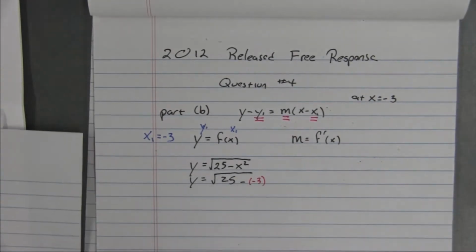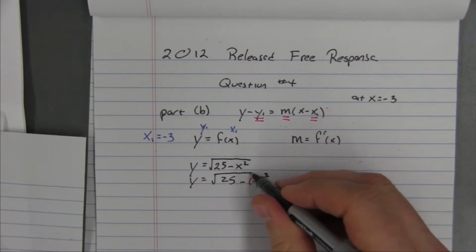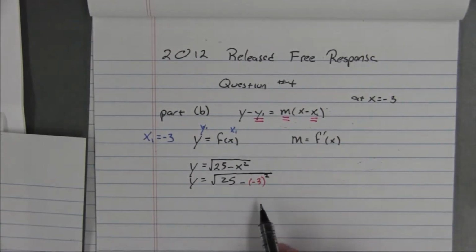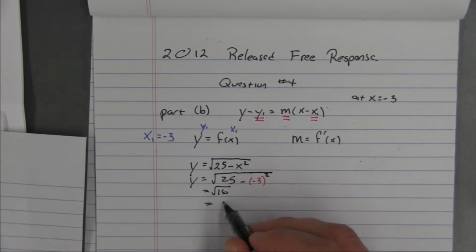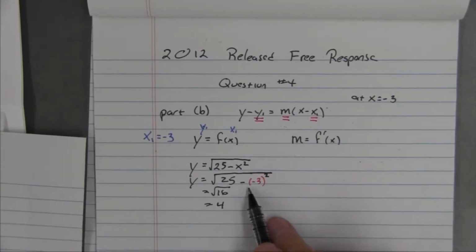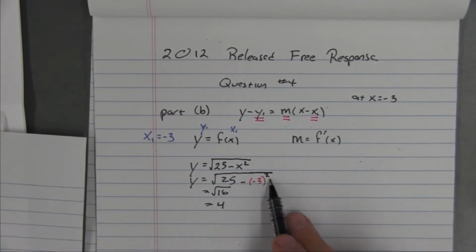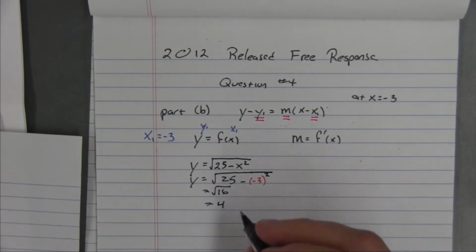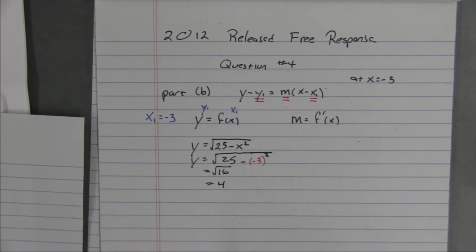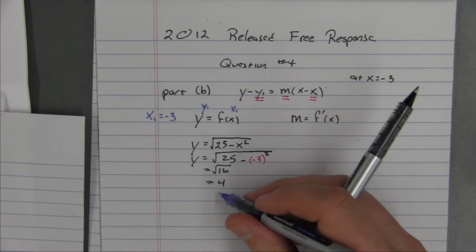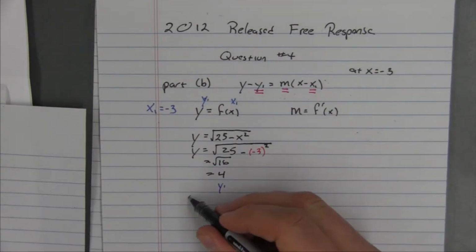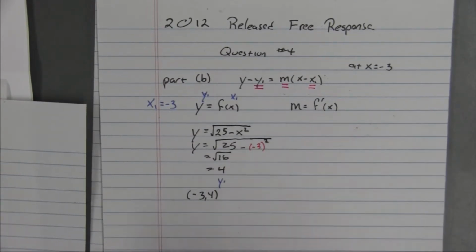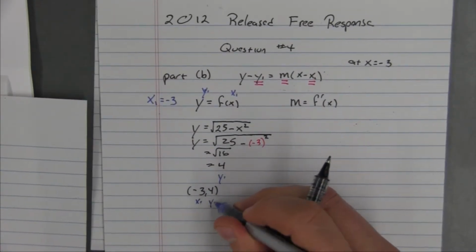-3 squared. And this is a calculator active question, but hopefully you don't need your calculator to figure out that this is square root 16, so it's 4. Do be careful about your parentheses. If you did do this in a calculator, you would want to make sure that your negative is in parentheses when you do your exponent. All right, so now I know what y1 is. This is my y1. And this is my x1. So I've got x1 and y1. In fact, if you like, you can write that as a point, -3, 4. This is our x1 and our y1.